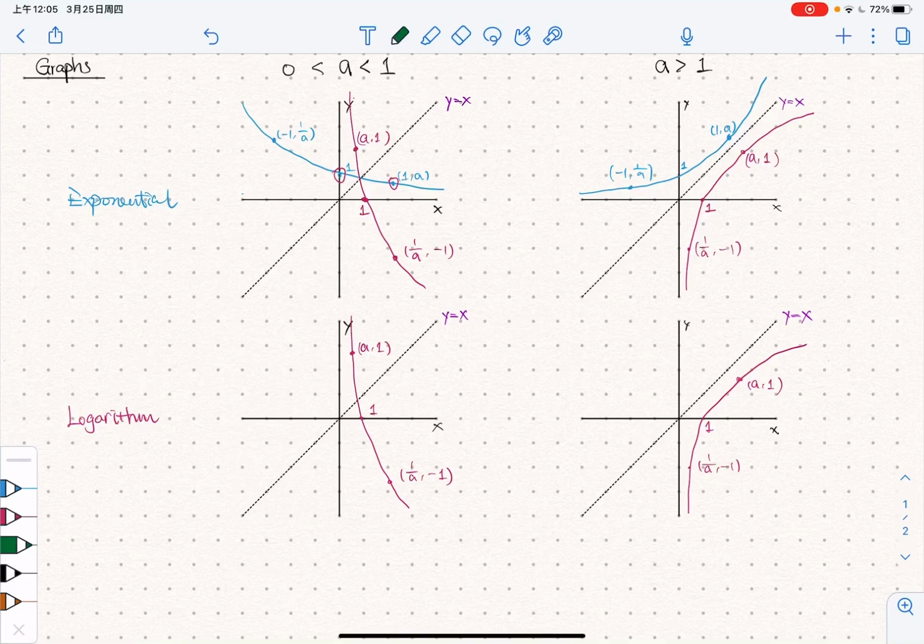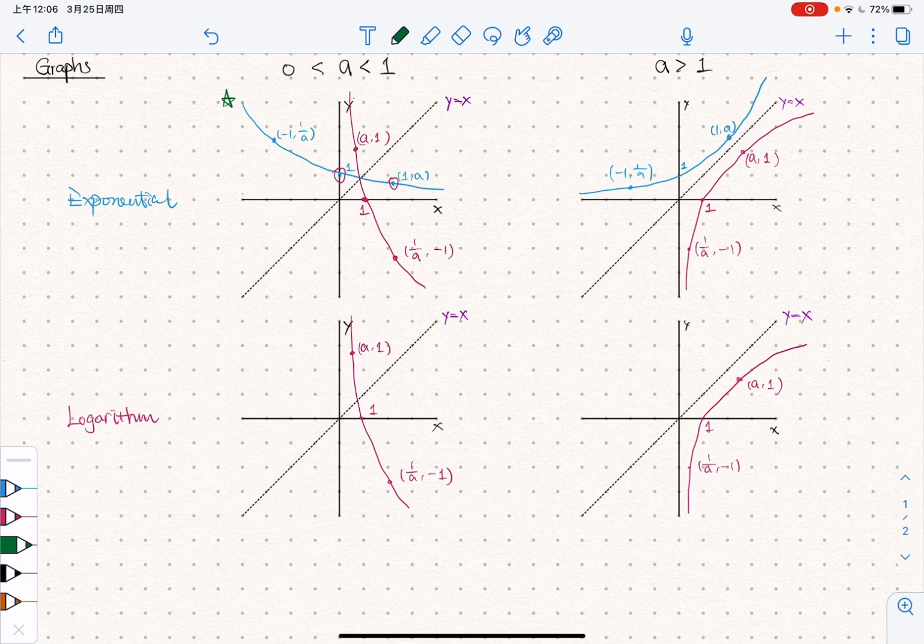Now let's talk about the domain and range for the graph, for exponential function and log functions. First, let's take a look at the graph on the top left corner. In order to find the domain is the x we can take, and the range is the y we can take. So for the blue graph, we can take everything.